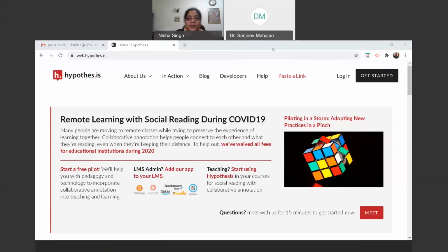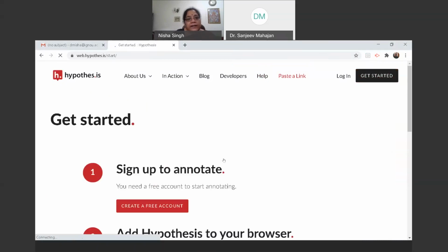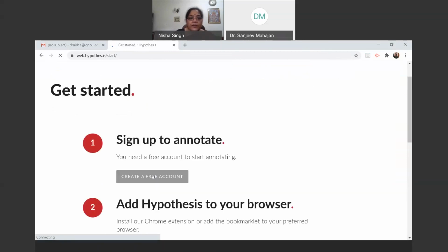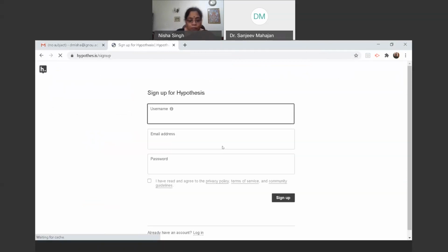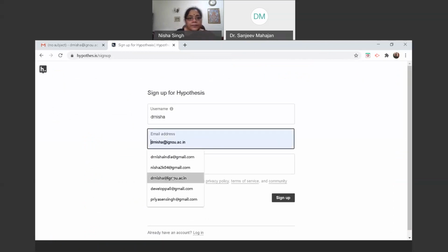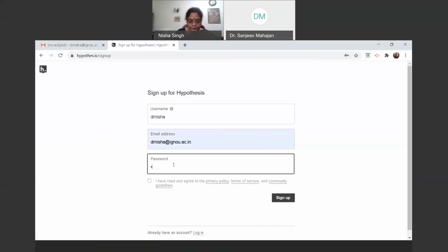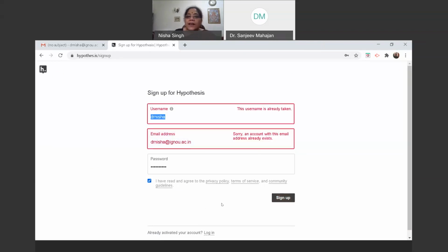Yes, sorry. Yeah. So this is where you log in or get started. If I get started, if this will come like this, then you create a free account. Then username, जो मैं डॉक्टर निशा ही अपने नाम पे ही करती हूँ, मैंने बनाया था. Email ID, I have read the guidelines and sign up. अब ये मुझे बोलेगा आपका already account है. Yes, बोला ना इसने.